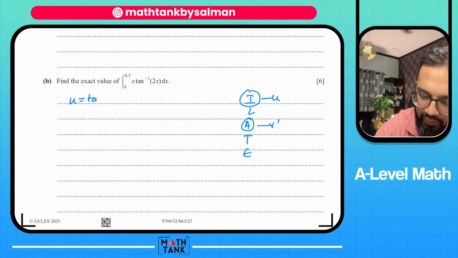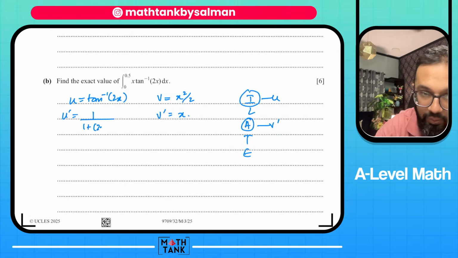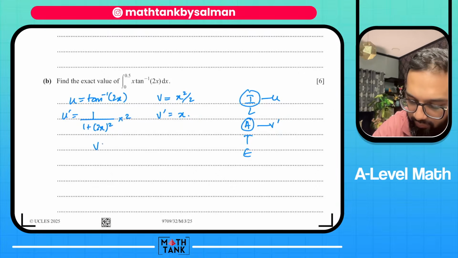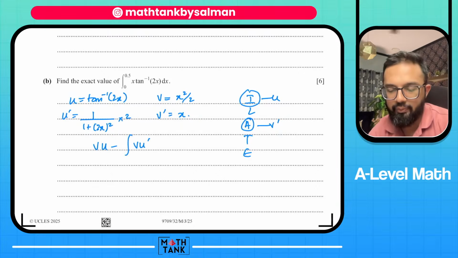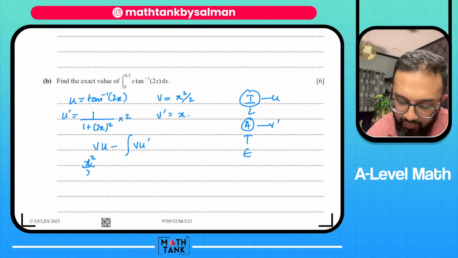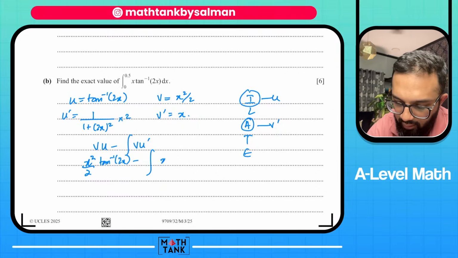U is tan inverse of 2x, and v dash is x. So v is x squared over 2, and u dash is 1 over 1 plus 4x squared into 2. So uv minus integration of vu dash. uv is x squared over 2 tan inverse of 2x, minus x squared over 2 into 2 times 1 over 1 plus 4x squared.